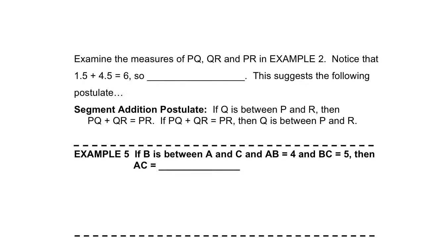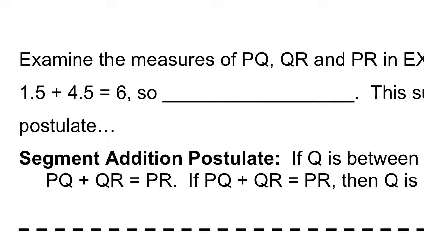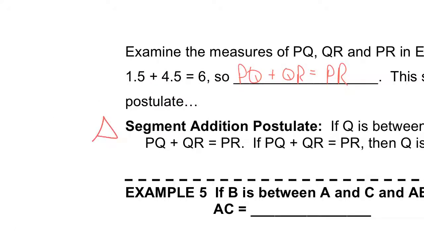It says, examine the measures of PQ, QR, and PR in example 2. Notice that 1.5 plus 4.5 equals 6. So what that means is that if I took PQ, a piece of the line, and added to it QR, the other piece of the line, it equals magically the whole thing. That seems really easy, but it's something people mess up on. And it actually gives us our first big postulate. I want you to put a big star by that.